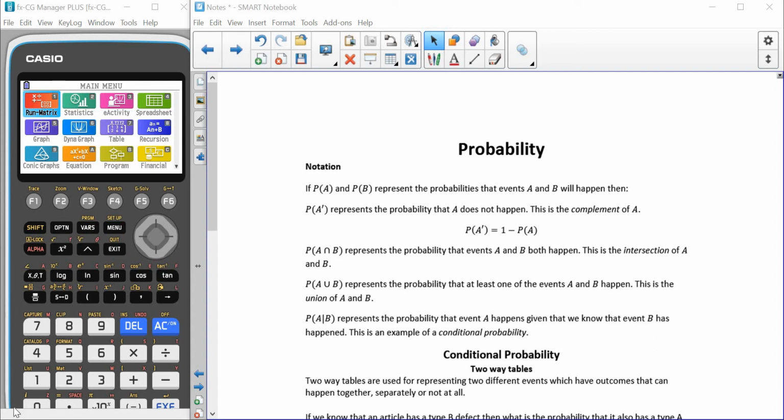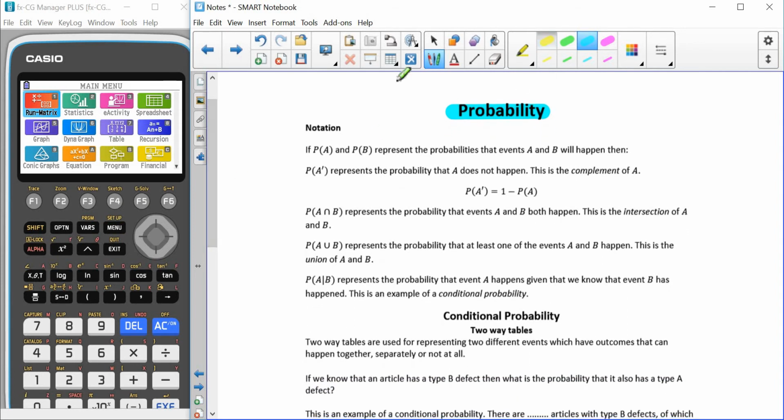So now we're going to start having a look at the probability section of our notes. Now the probability section is quite large, so it's going to be split into several videos. The first video that we're looking at is going to be looking through notation and how to handle probability using a two-way table. So first of all, looking at notation, we have probability of A and probability of B.